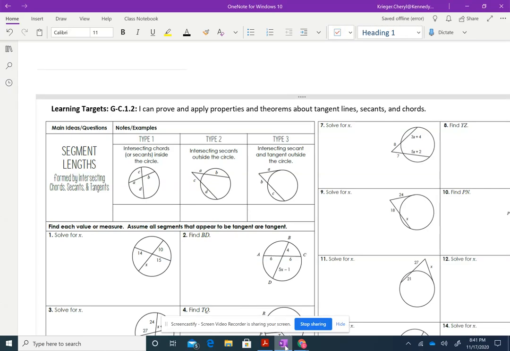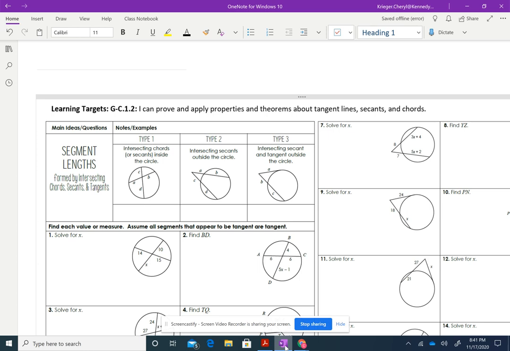Hey everyone. We are continuing on with chords, secants, and tangents and their properties. So we have three different properties that you need to memorize. The first one is where you have intersecting chords or secants inside the circle. Remember, a chord has endpoints on the circle and it's a segment, whereas a secant is a line passing through. Okay?